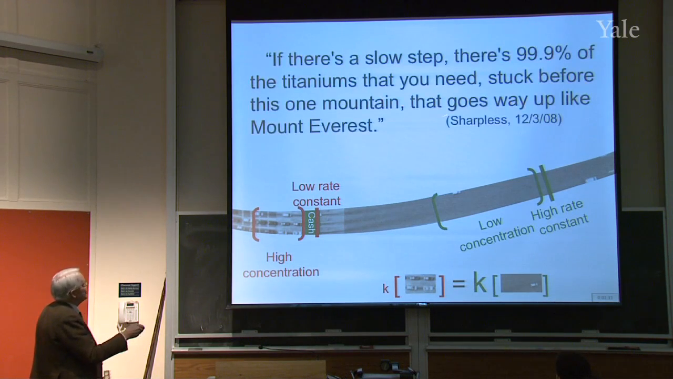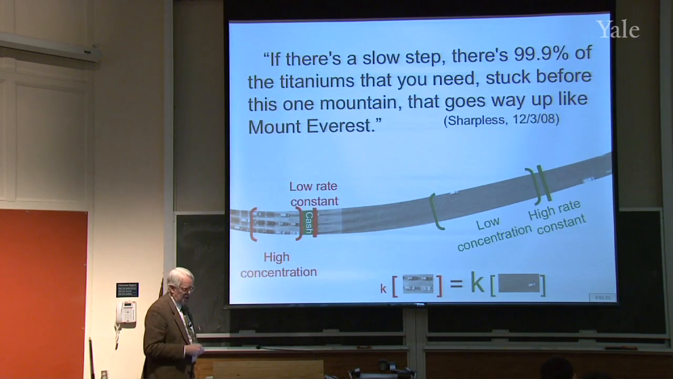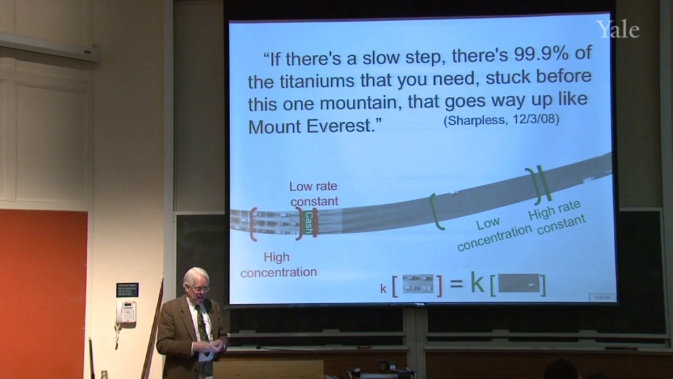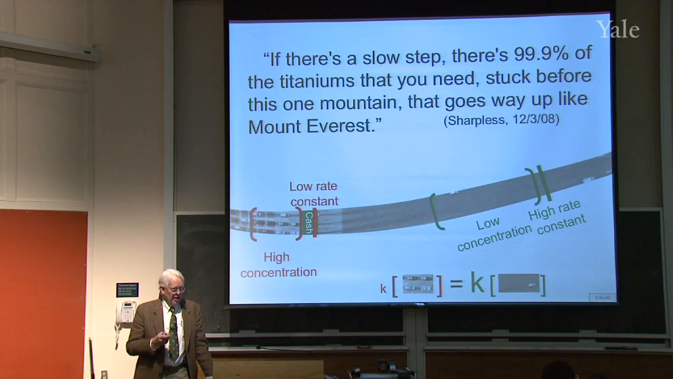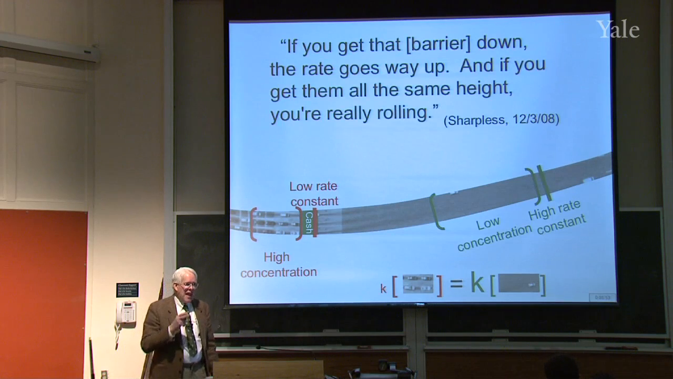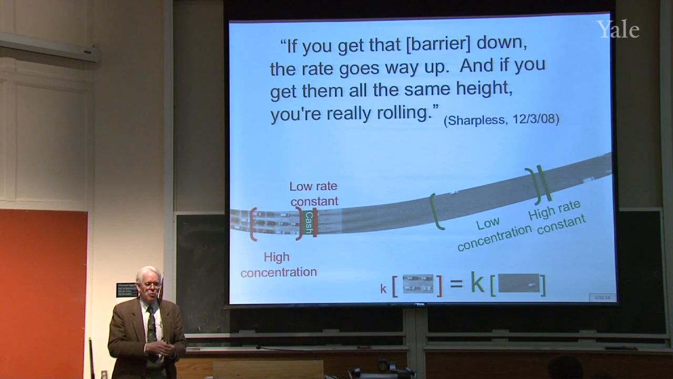And you'll notice, as Sharpless said in that lecture, if there's a slow step, like this one, then there's 99.9% of the titanium is what he was talking about. Remember, we talked about that last time. They're stuck before this big mountain that goes way up like Mount Everest, he said. He's a colorful speaker. If you get that barrier down, then the rate goes way up. And if you get them all at the same height, then you're really rolling.